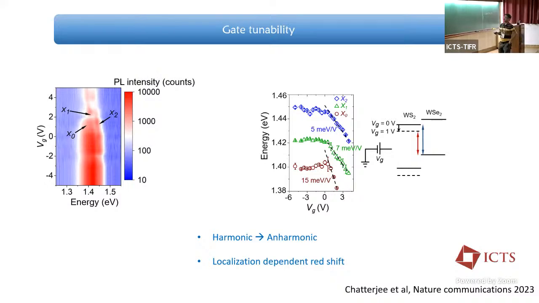The reason is that because the shift is different, they are no more equally separated. So this is no more a harmonic system. You are introducing anharmonicity to the system. So there is a harmonic to anharmonic shift that you were talking about when you are introducing this gate voltage. Okay. So that's one thing. I'll discuss the anharmonicity part in the next slide.